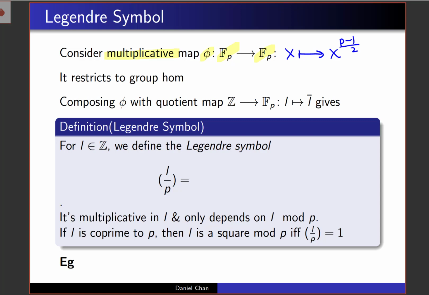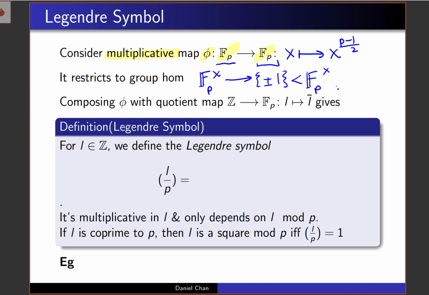So that's the morphism that we were using in the previous slide. And if you want, you can restrict this to just the units inside here. So this restricts to a group homomorphism from F_p cross to, well, where does it land? It does land inside the units, but actually you can say more. The image is just inside the subgroup consisting of plus or minus 1. That's a subgroup of F_p cross.